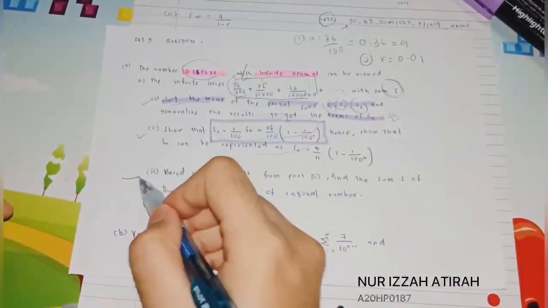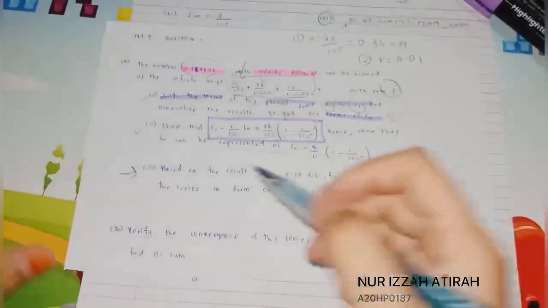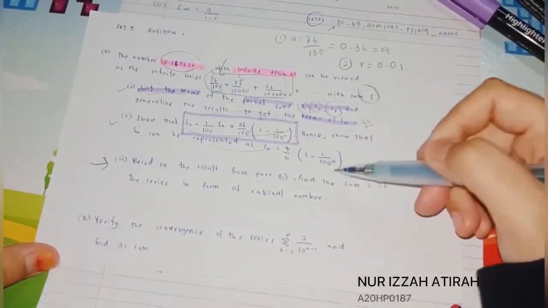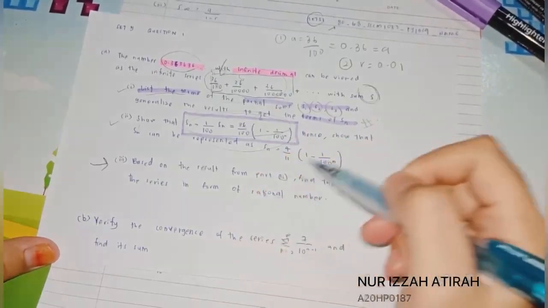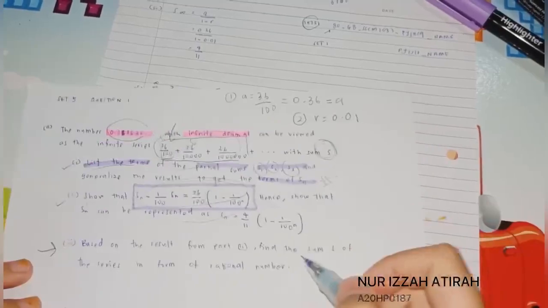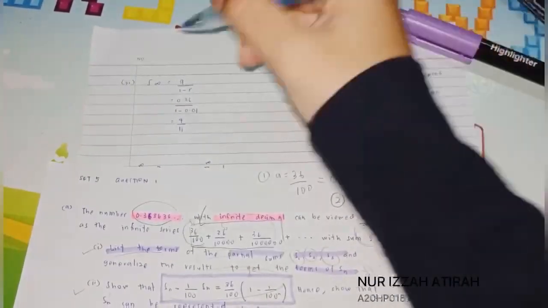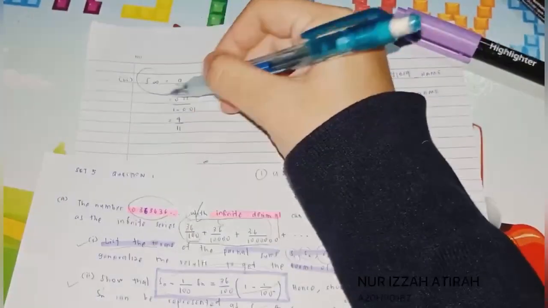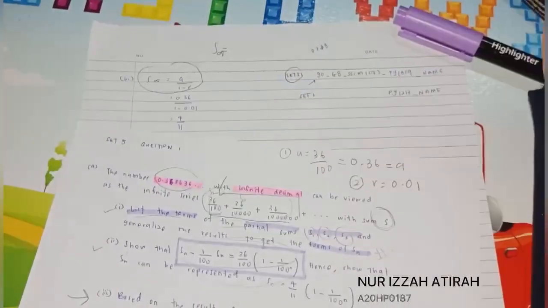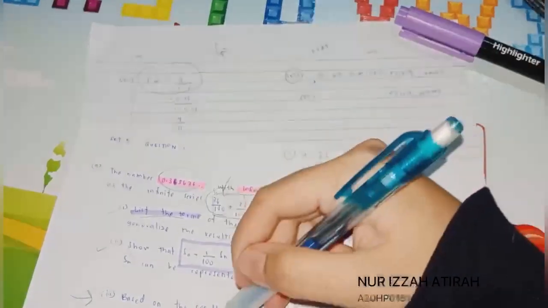Now we go to question number A3. They ask us, based on the result from part 2, find the sum S of the series in form of rational number. What we need to do now is find the sum, right? We use the formula of S infinity to find the sum of the series in form of rational number.